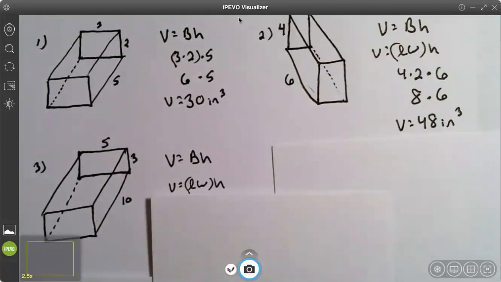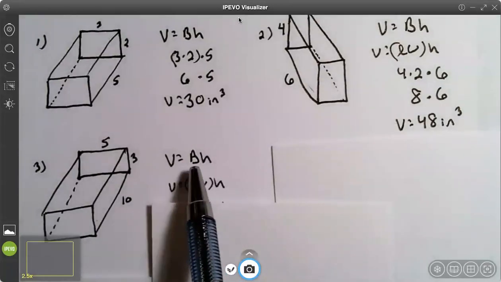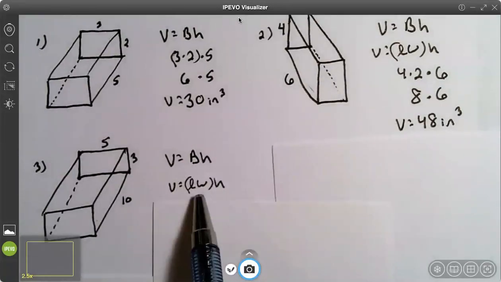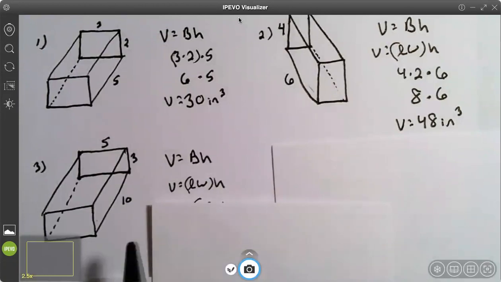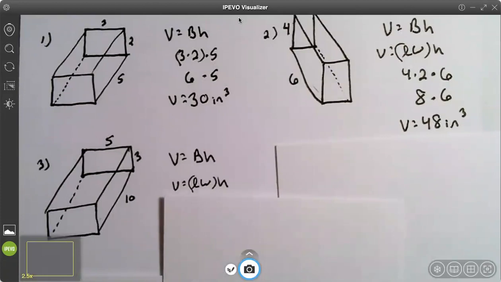Try number 3. I've got the formula started for you. Volume of a prism is big BH, where big B is the area of the base. All of these are rectangular prisms, so big B is going to be length times width on all of them. So plug in the length, width, and height and find the volume of this rectangular prism, and make sure to write your answer in units cubed.